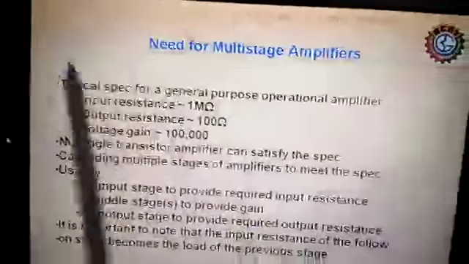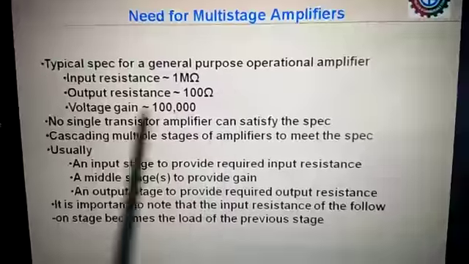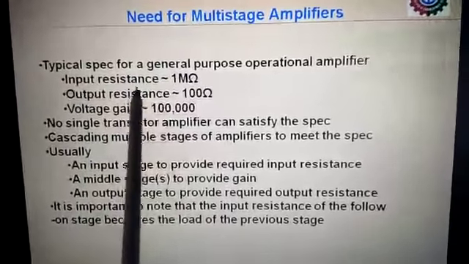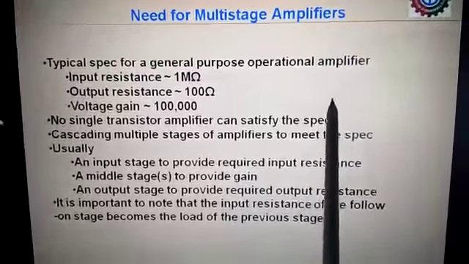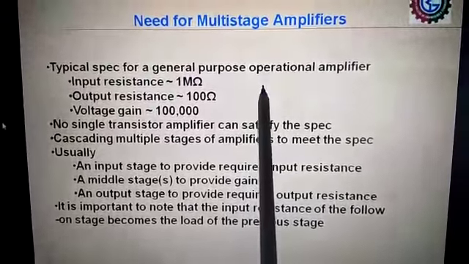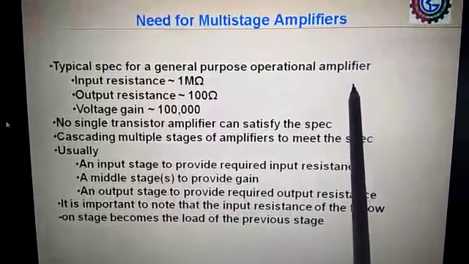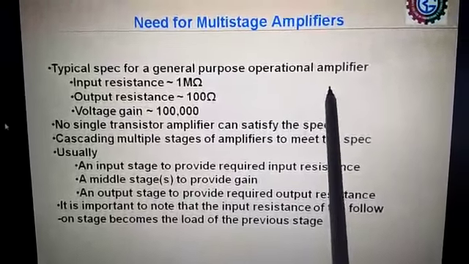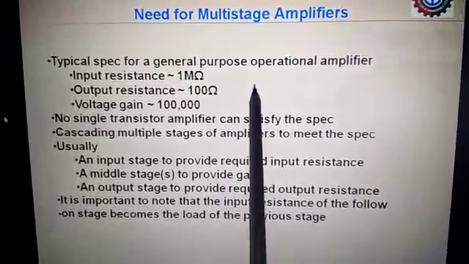Next, need for multi-stage amplifier. We can see here a typical specification for a general purpose operational amplifier. Why do we consider the operational amplifier here? Because the operational amplifier itself is a multi-stage amplifier, and the operational amplifier needs high input resistance, low output resistance and high voltage gain.